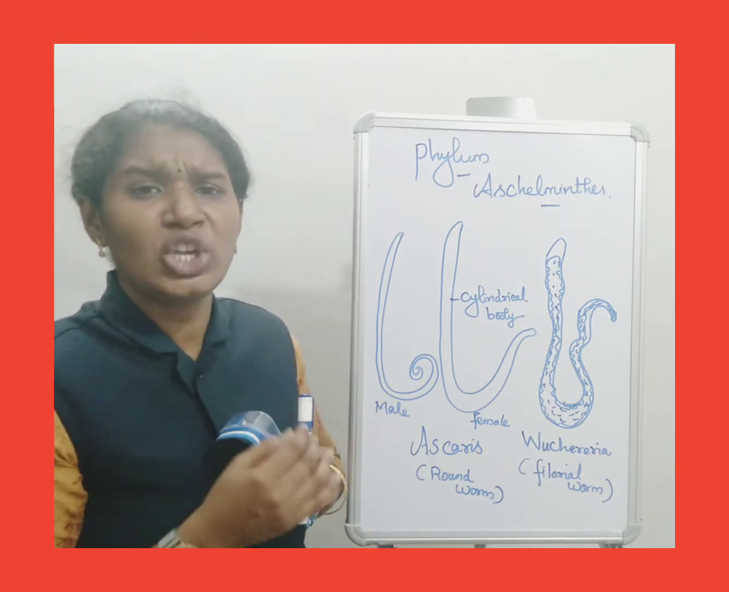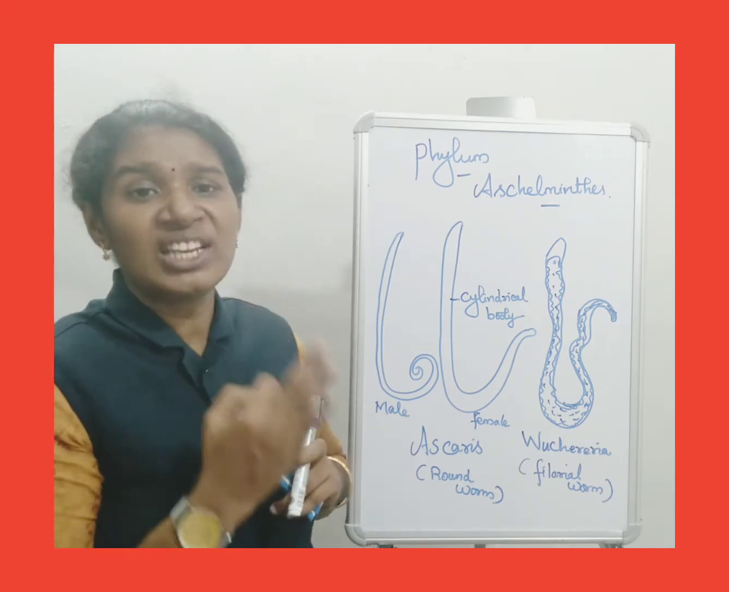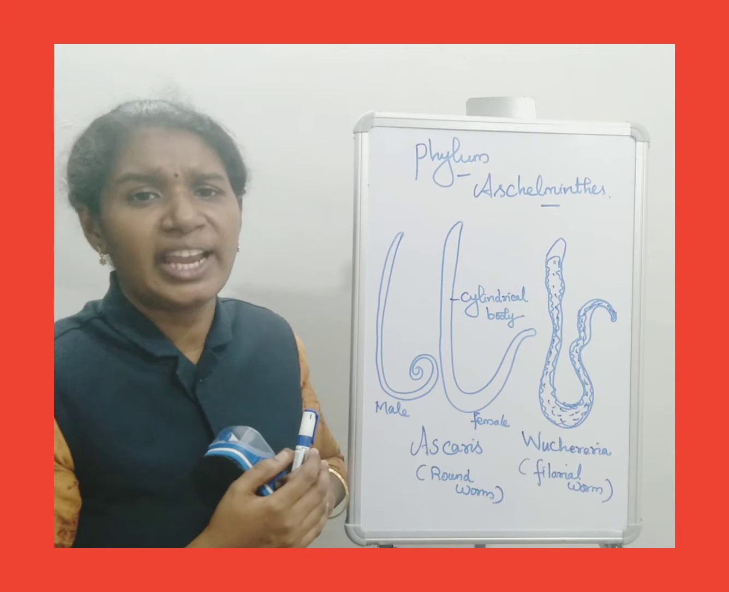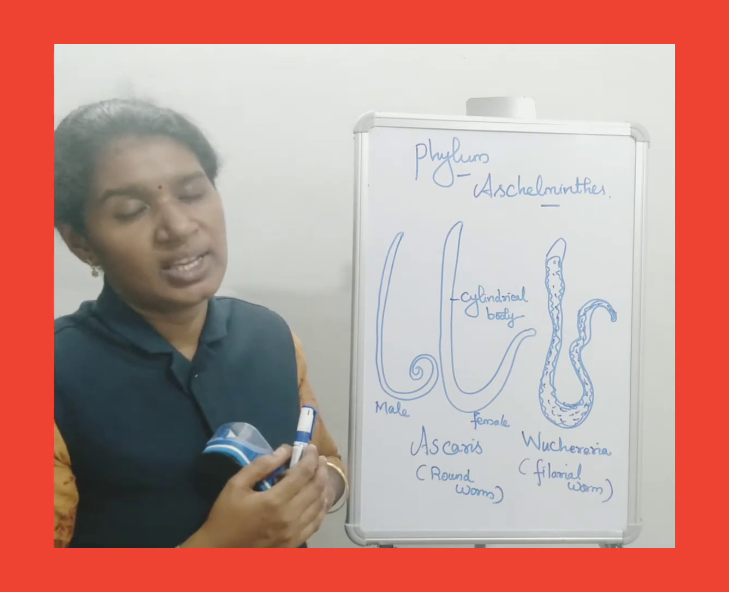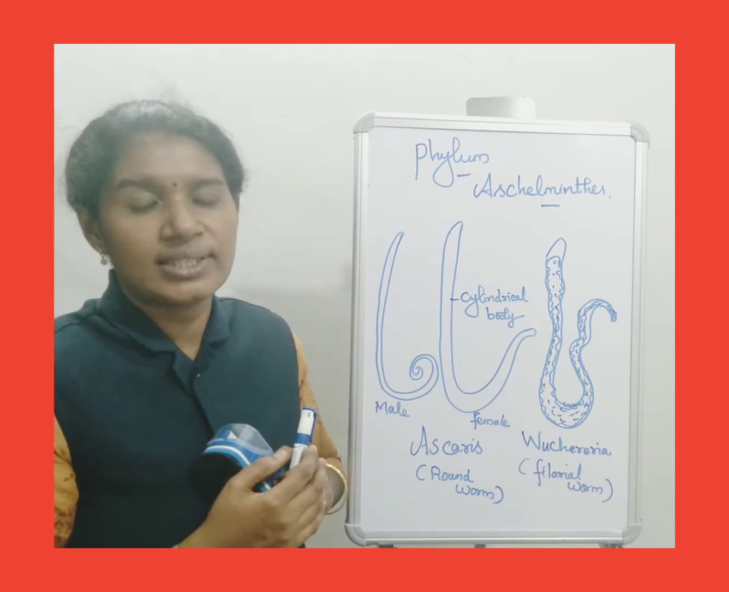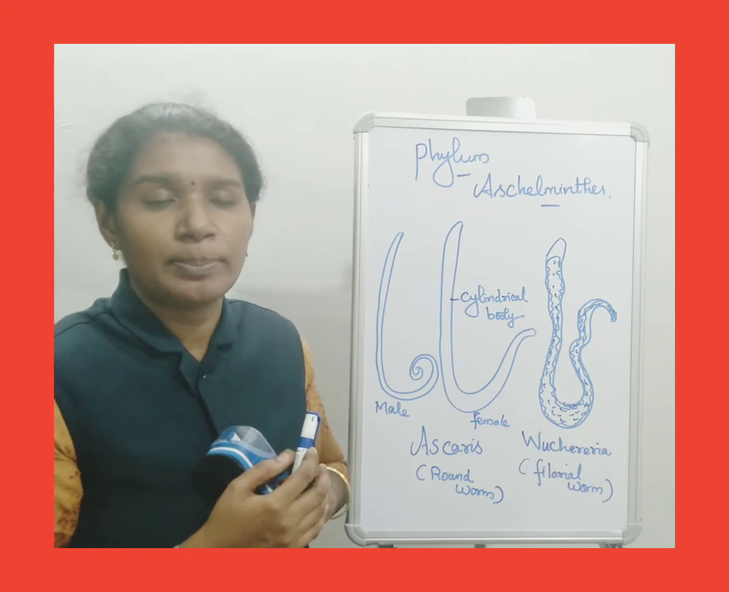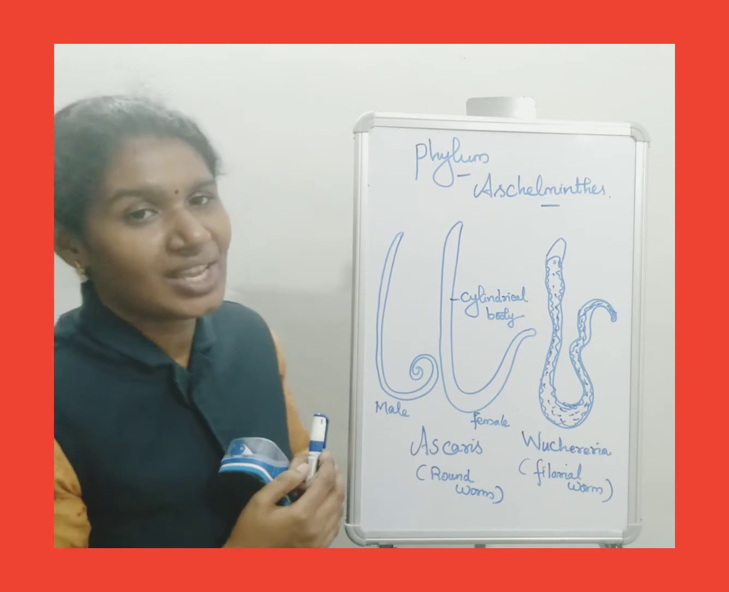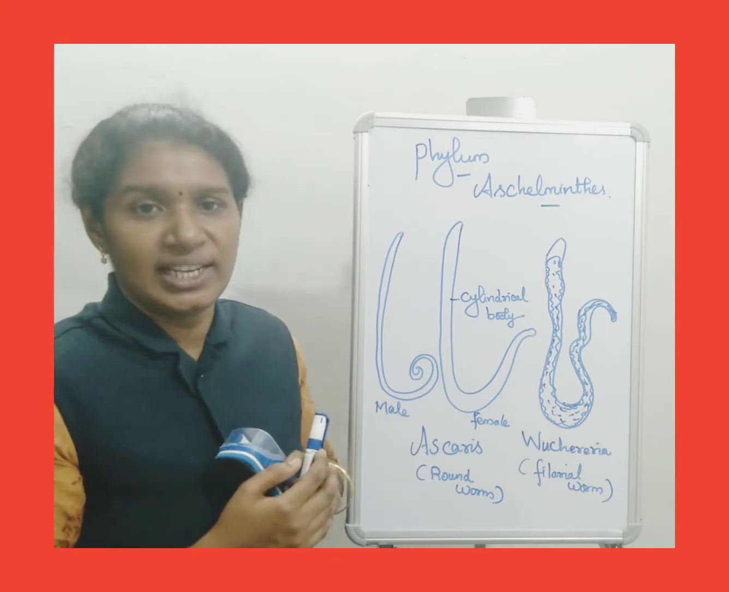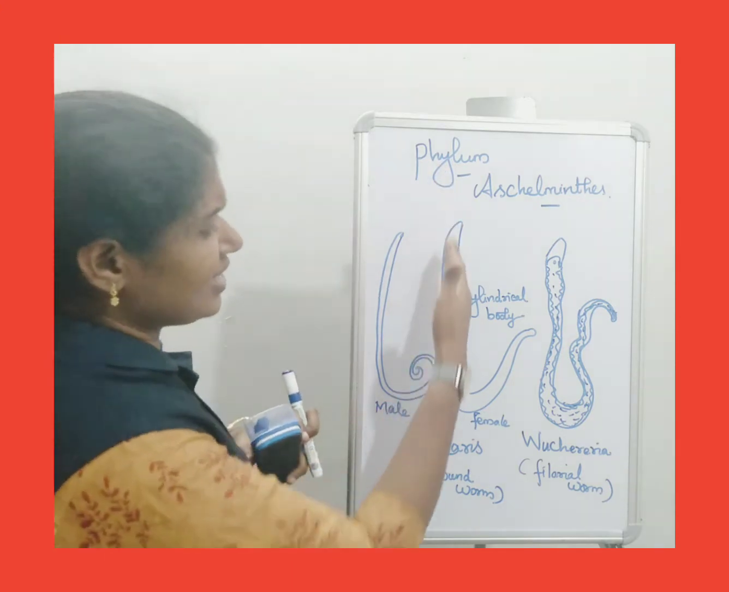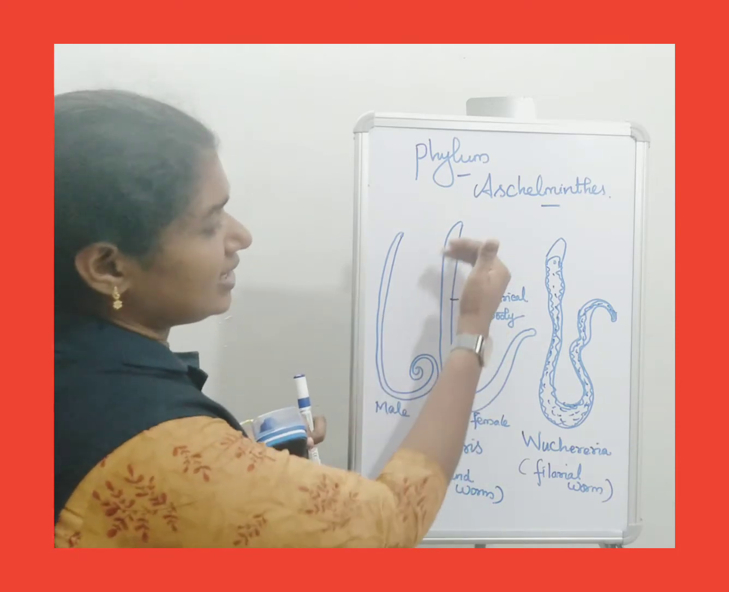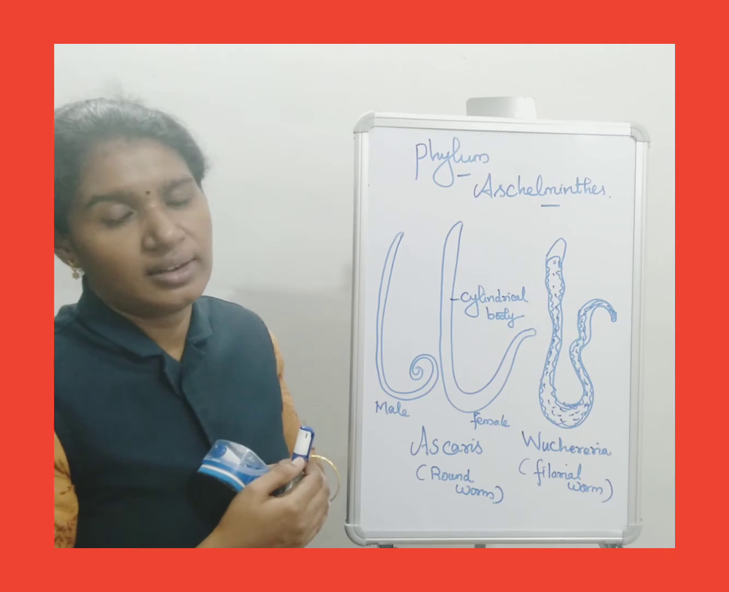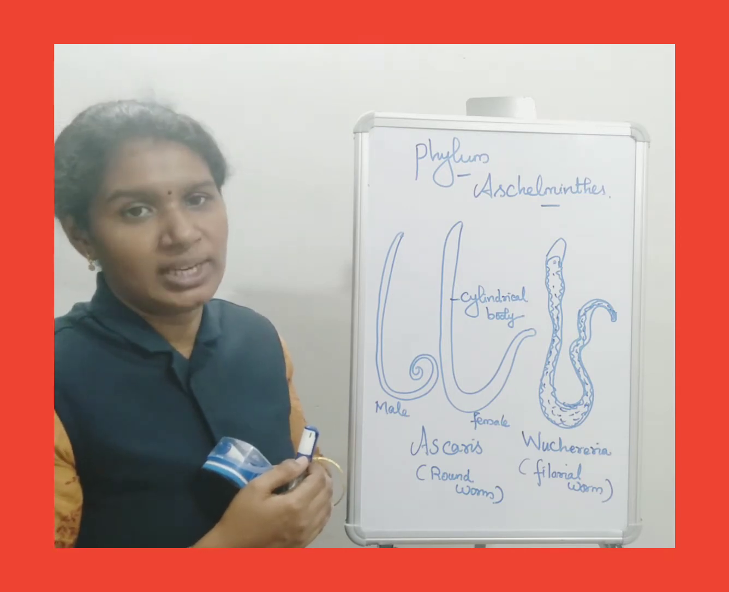You know what is the meaning of triploblastic? Three germ layers are present, that is ectoderm, endoderm and mesoderm. Each and every layer is responsible for developing organs. So it is a triploblastic animal. And bilateral: if you cut along the central axis, we can get equal parts. That is called bilateral. And pseudocoelomate.